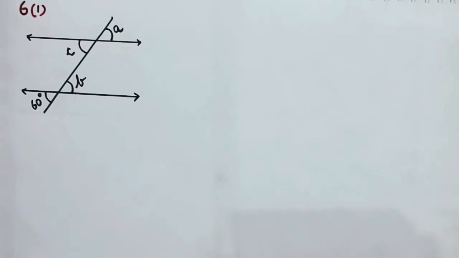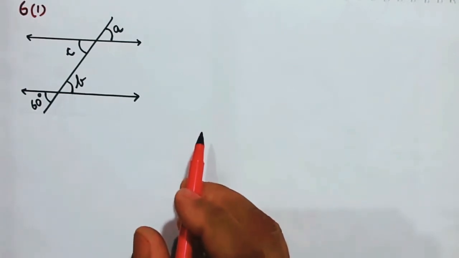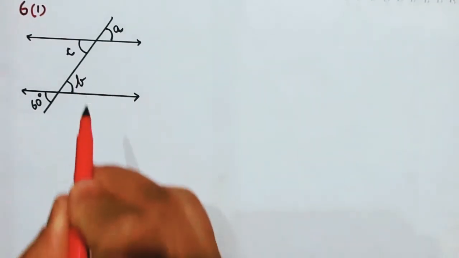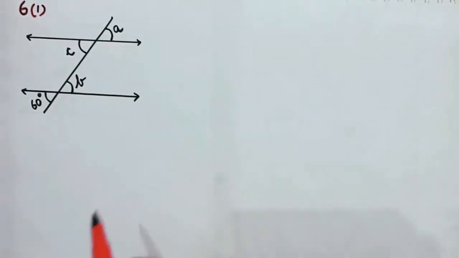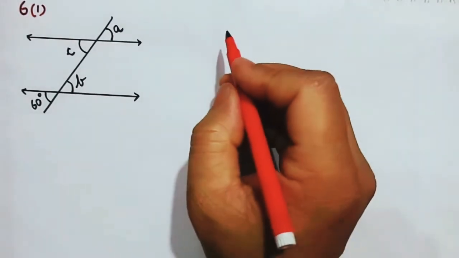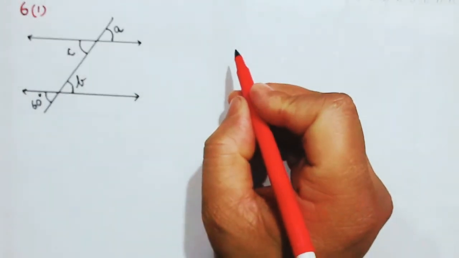Till now we were busy in finding out the alternate angles, the corresponding angles, the co-interior angles, isn't it? Now in this session we shall use all those angles, that is alternate angles, corresponding angles and co-interior angles, in finding out the unknown angles.